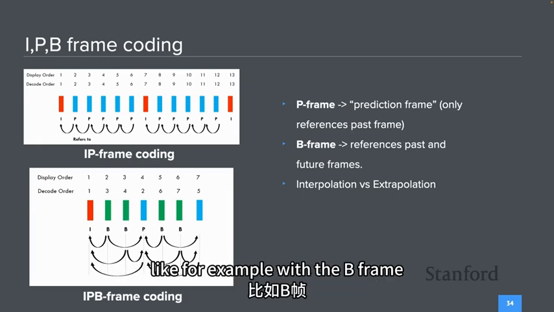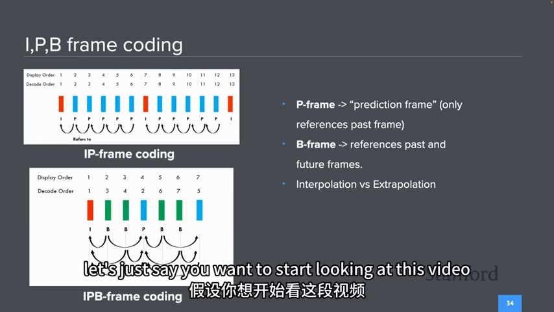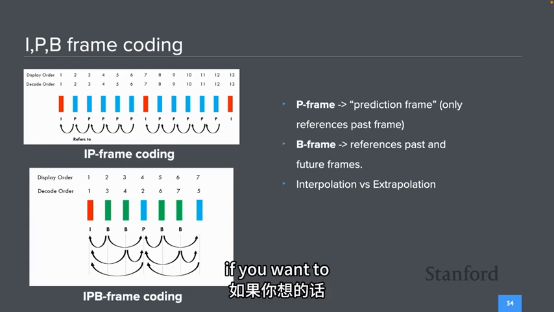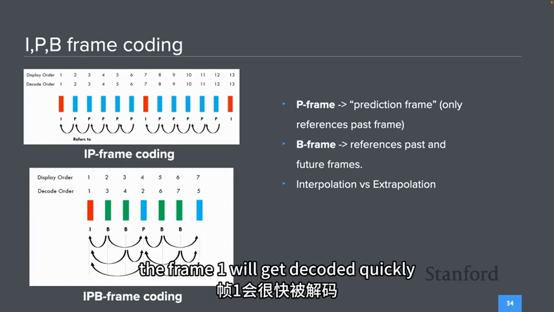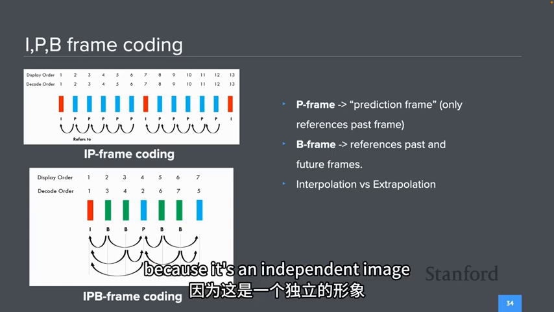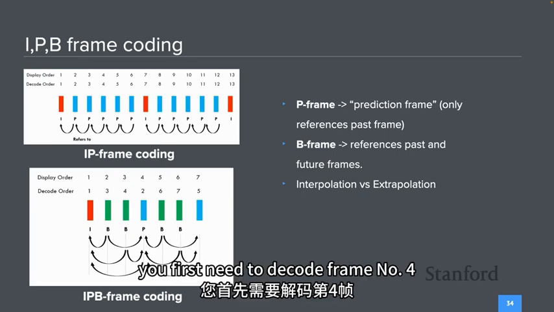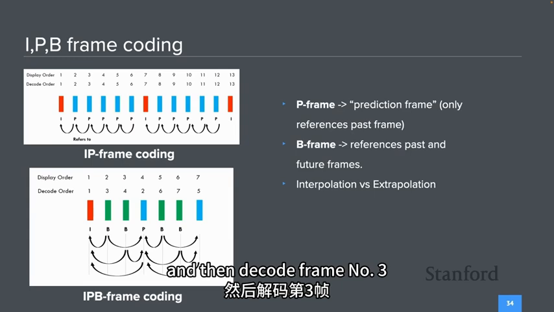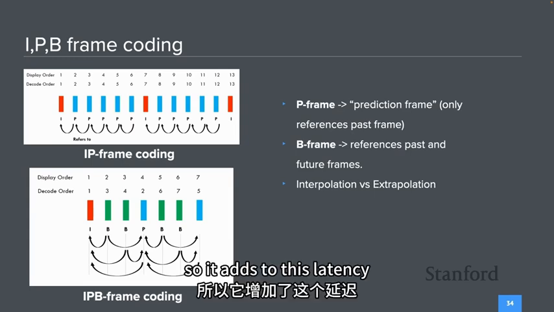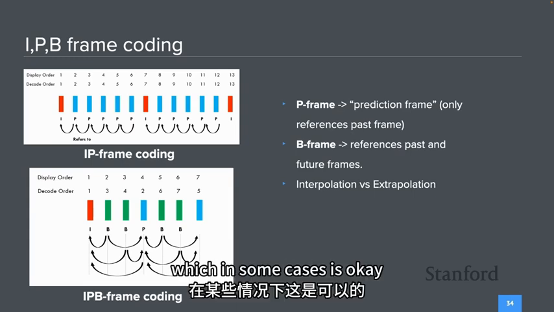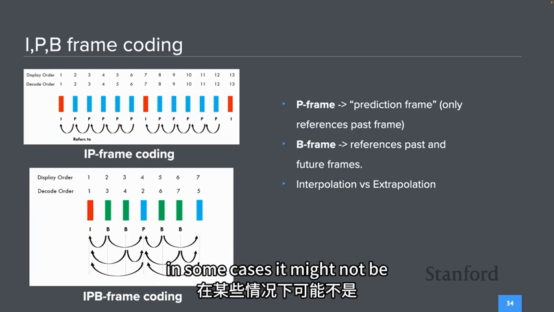And so those constraints come into the picture. For example, with the B-frame, let's just say you want to start looking at this video. Frame 1 will get decoded quickly because it's an independent image. But to decode frame number 2, you first need to decode frame number 4 and then decode frame number 3. So it adds to the latency. It adds one frame of latency, which in some cases is okay. In some cases, it might not be.